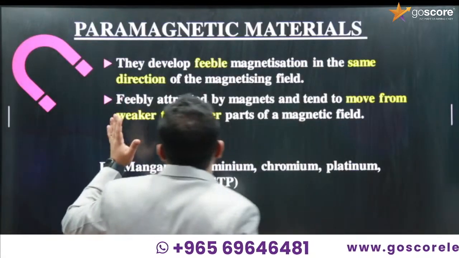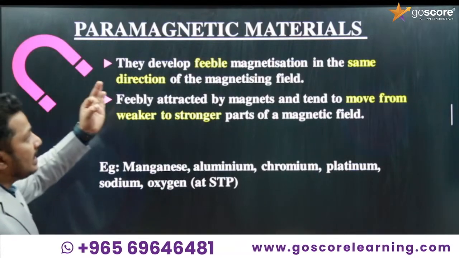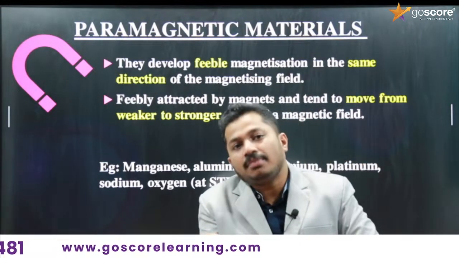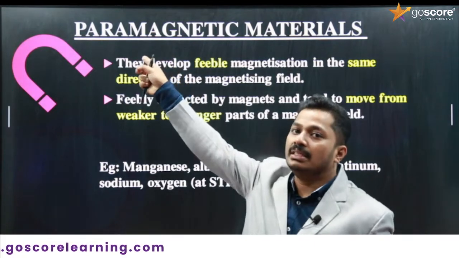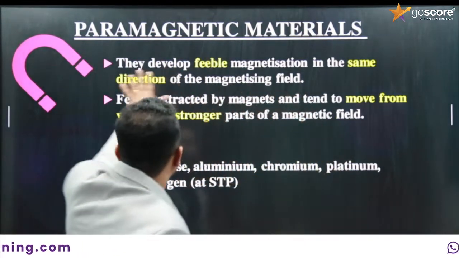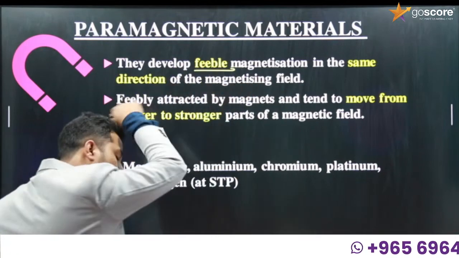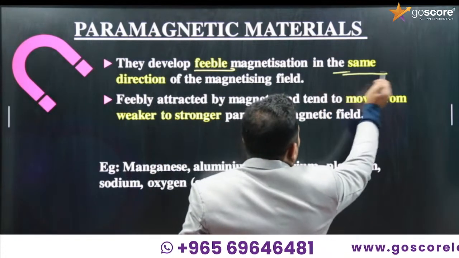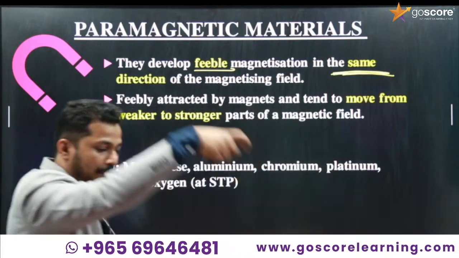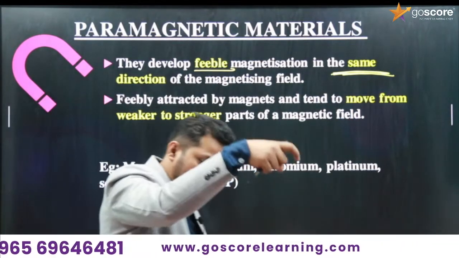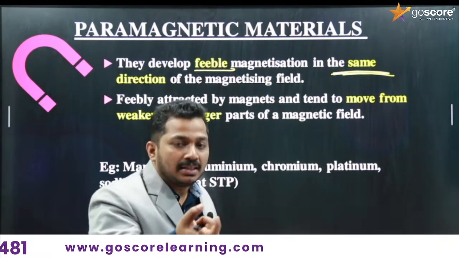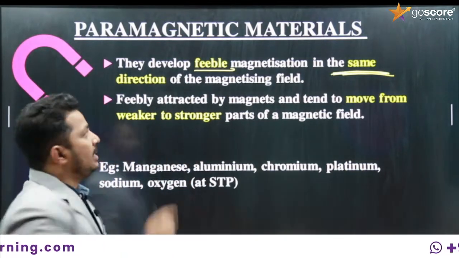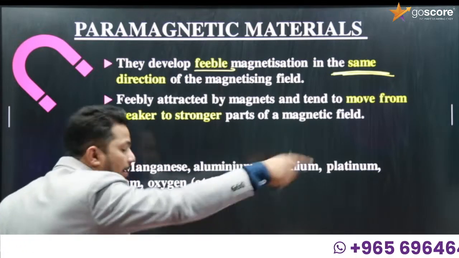Okay, then we have to move to the next classification, paramagnetic materials. As I told you, we can take just the opposite properties of diamagnetic material for paramagnetic material. Here you can see the definition. It will develop feeble magnetism. For diamagnetic materials also it is feeble magnetism, but they develop it in the opposite direction. Here it is the same direction. So when we place a paramagnetic material in an external magnetic field, it will develop feeble magnetization, which means small magnetization, in the same direction as the applied magnetic field.